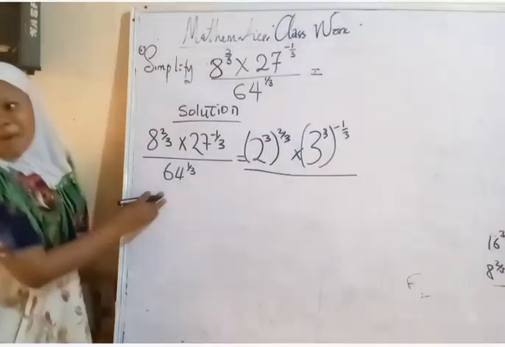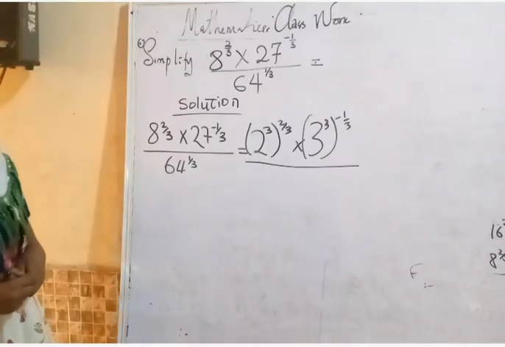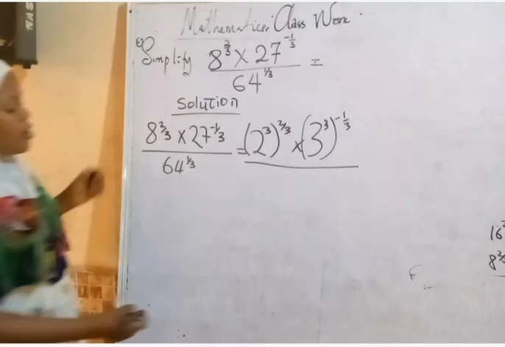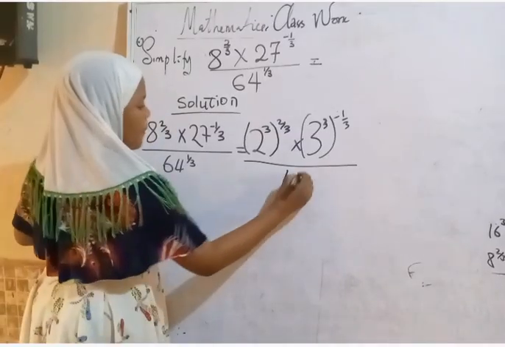Tell me. That's 2 raised to power 6. 4 raised to power 3 or 2 raised to power 6. 4 raised to power 3, okay.